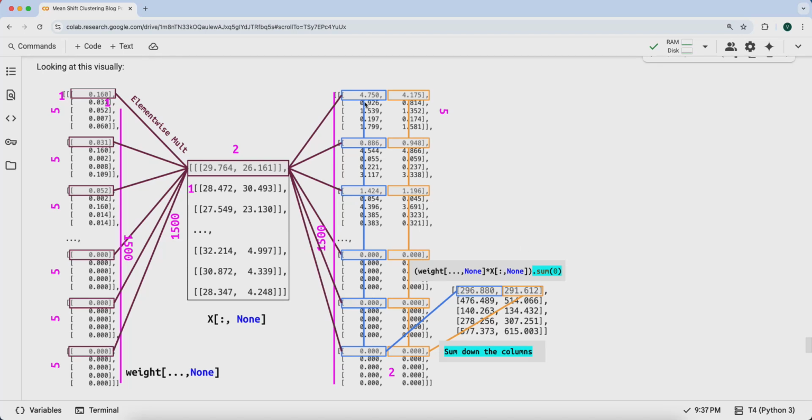If I was to look at every second item, so 0.926 plus 4.544 plus 0.054 plus, I would get 476.489 and 514.066. If I was to add up the third item in each of the 1500 rows, I would get my third coordinate pair, weighted. Fourth item in each row, fourth coordinate pair, fifth item in each row, fifth coordinate pair.